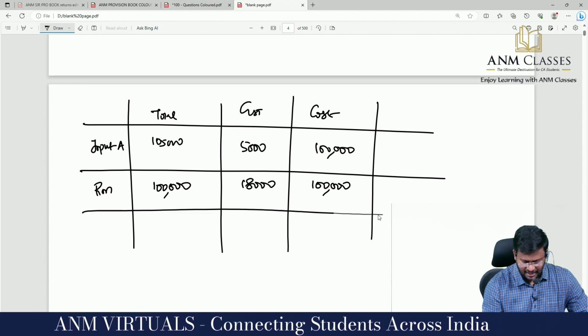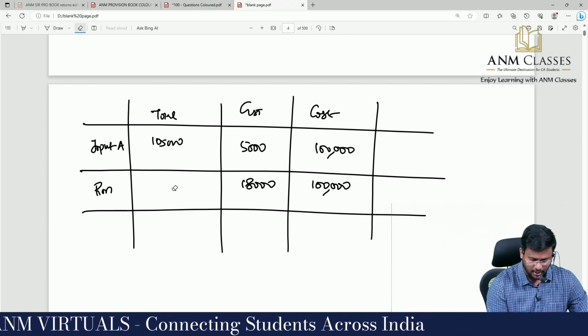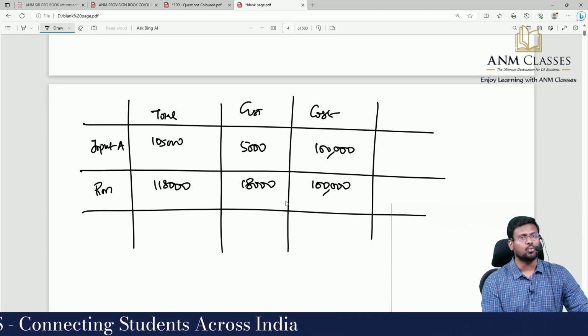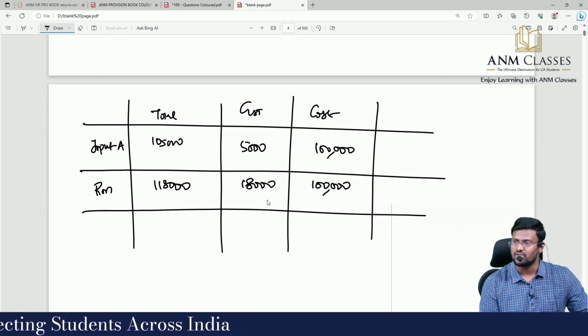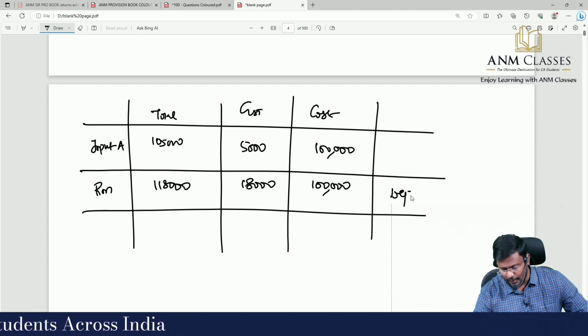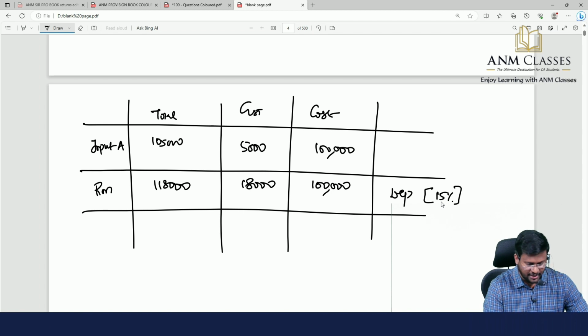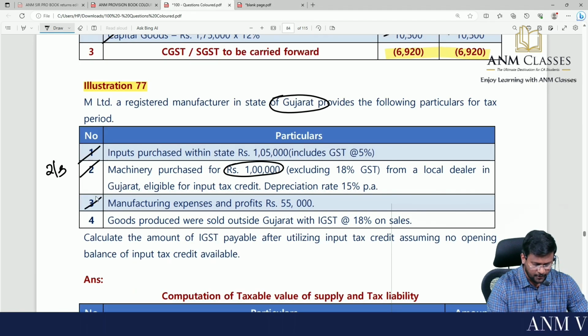So we can say that here it is 1,18,000. Yes or no? So total is 1,18,000. 18,000 is the GST and 1 lakh is the cost. Okay. On this they have given the depreciation rate at the rate of 15%. Clarity? I'm moving to the next one.